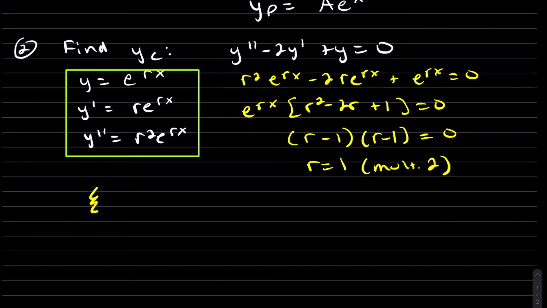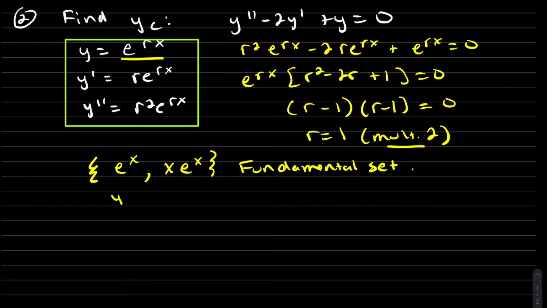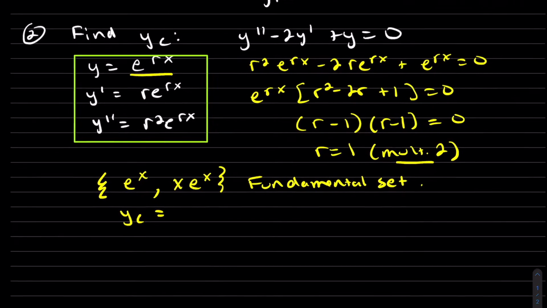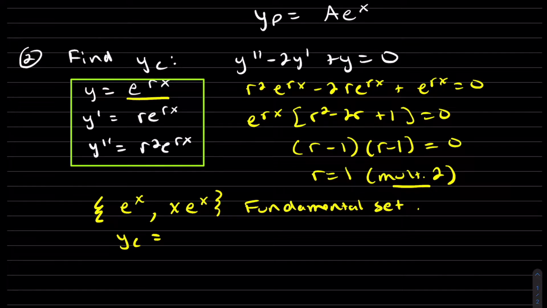My fundamental set, since r is equal to 1, and this is my solution, it's e to the x. And for our second one, we did an independent solution of that, so we multiply it by x. So now we have our 2 independent solutions. This is my fundamental set. And so my YC, we can wait to write YC out later, but I'm going to write it out now.